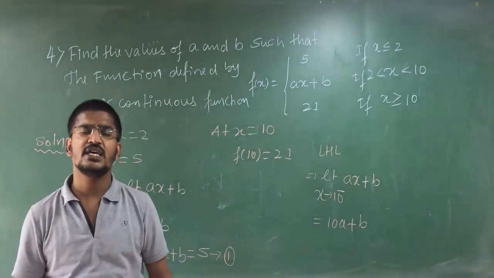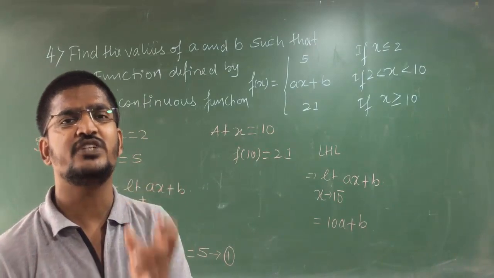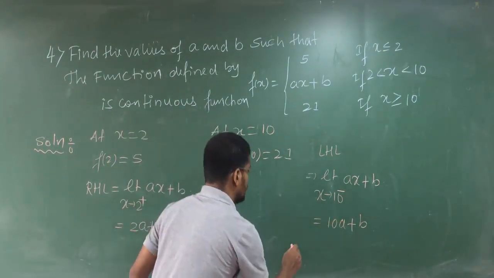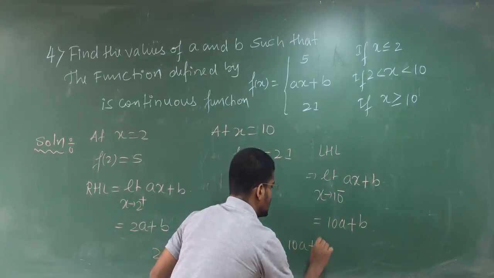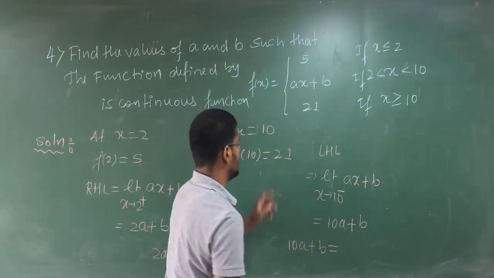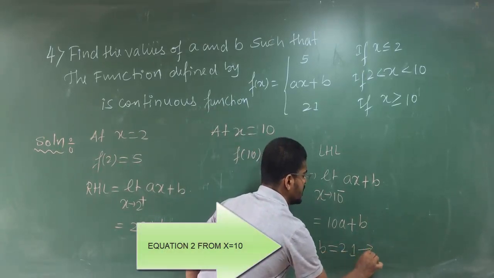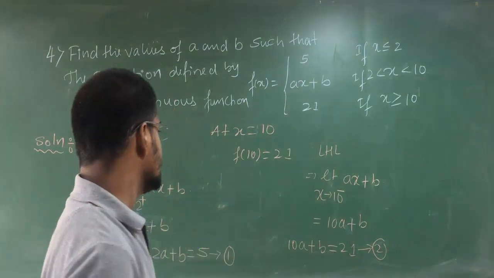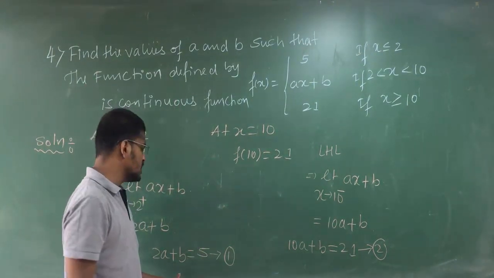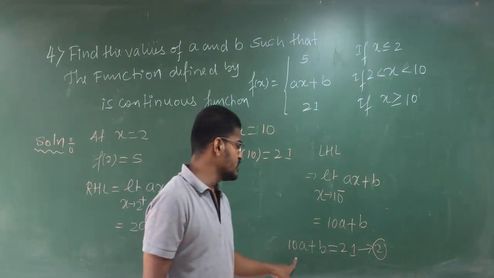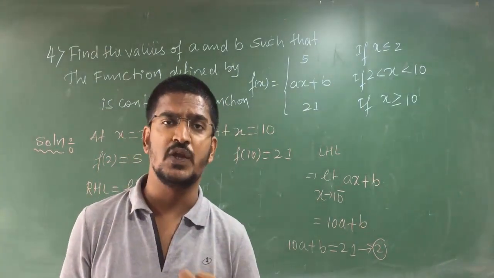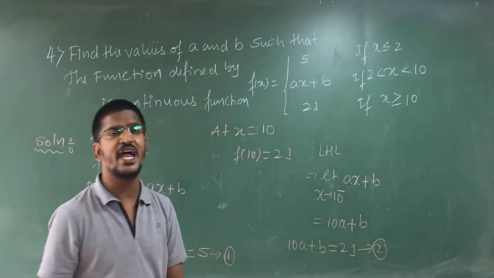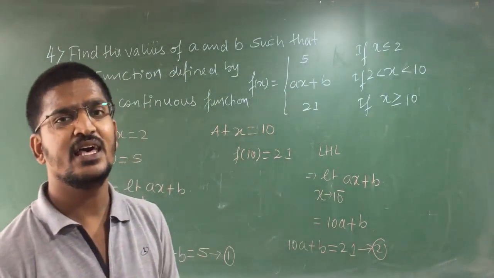Again it is given that it is continuous at the point 10. So if it is continuous at the point 10, your equation will be 10a plus b equal to what? 21. So this is your second equation. Have you got the point, students? So first equation is 2a plus b equal to 5. Second equation is 10a plus b equal to 21. So you have to solve both the equations to find the values of a and b.